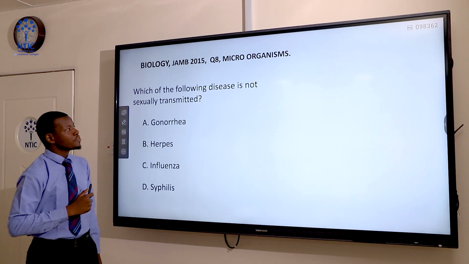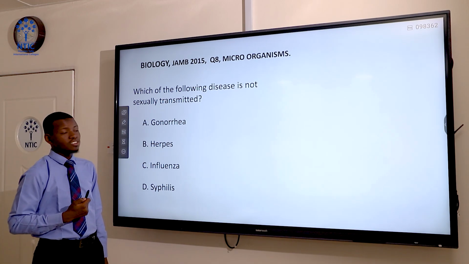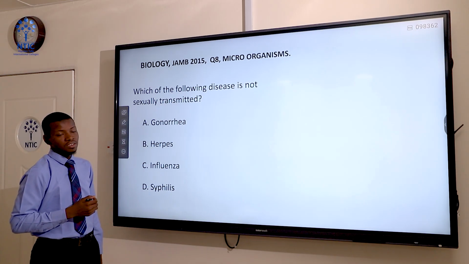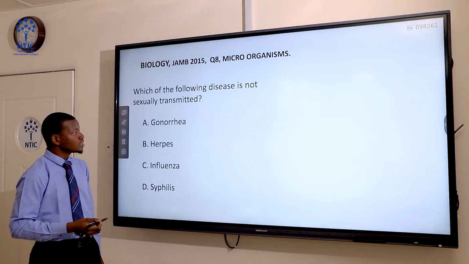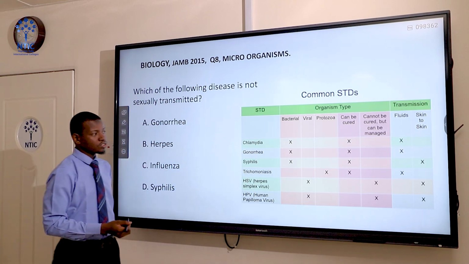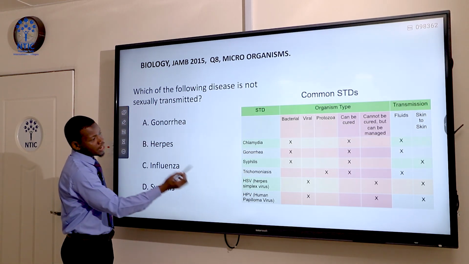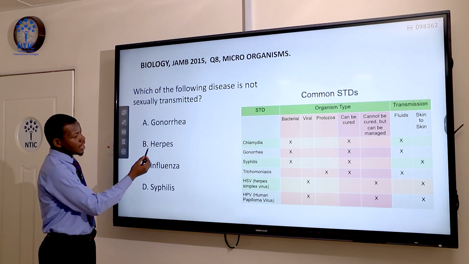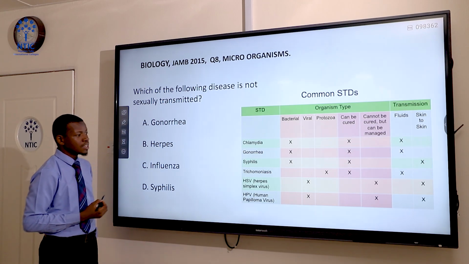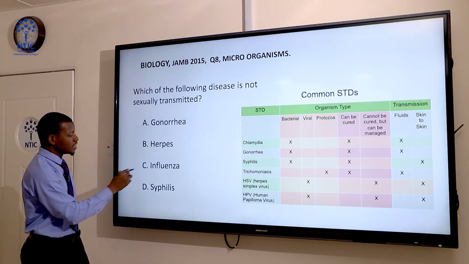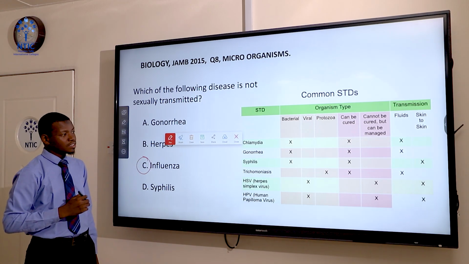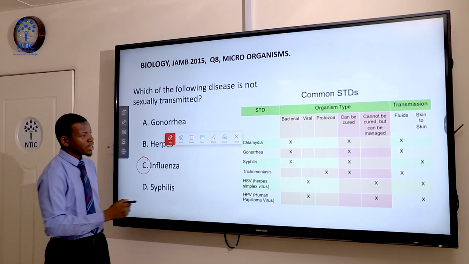Question 8. Which of the following disease is not sexually transmitted? The key word here is sexually transmitted. Sexually transmitted diseases are those diseases that are transmitted through sexual contact. We have a table here showing different examples of sexually transmitted disease. Gonorrhea is a sexually transmitted disease. Herpes is a sexually transmitted disease. Syphilis is also a sexually transmitted disease. Now, the correct answer here is influenza. Influenza is not a sexually transmitted disease. It is a respiratory tract disorder caused by virus.